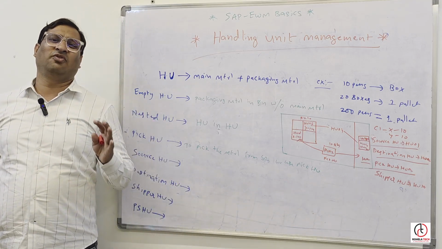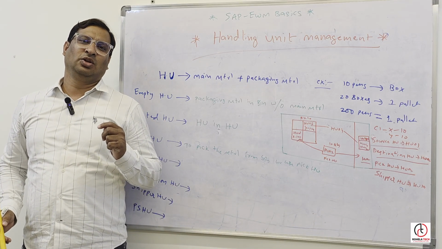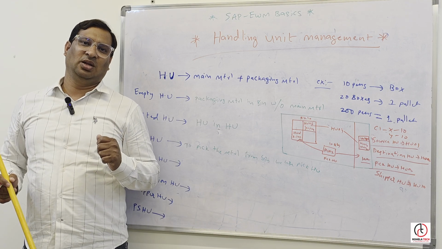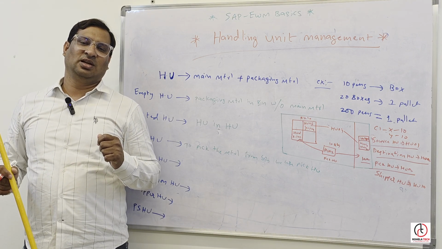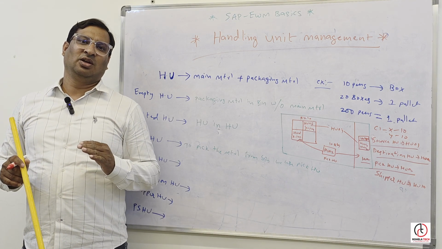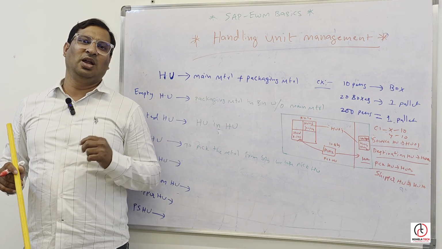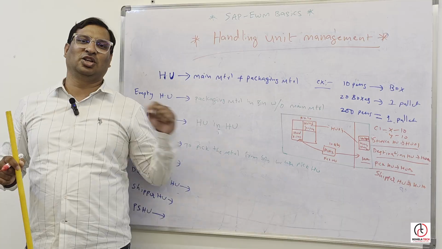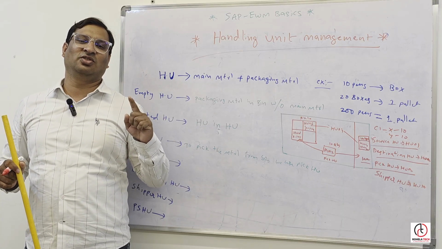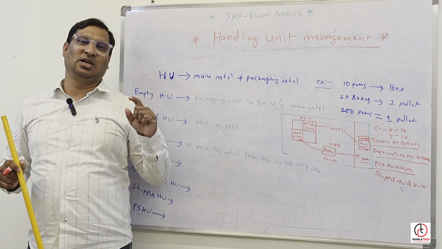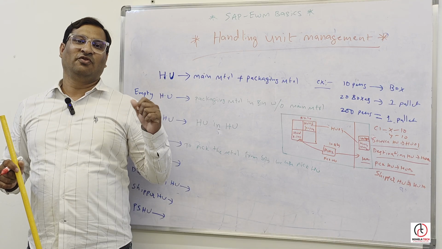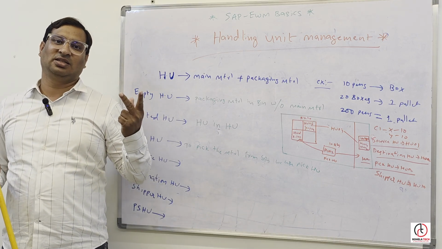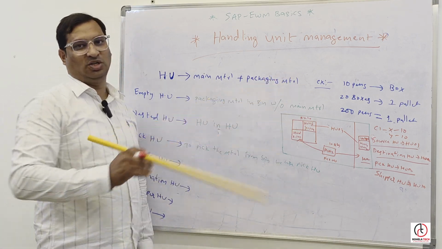Pick HU is like when you go to a supermarket, you take one trolley and choose your groceries. Once your shopping is completed, you go to the billing counter for billing. That cart itself is called a pick HU. In the same way in the warehouse, to pick multiple materials we use cartons, boxes and pallets, and that is called a pick HU.